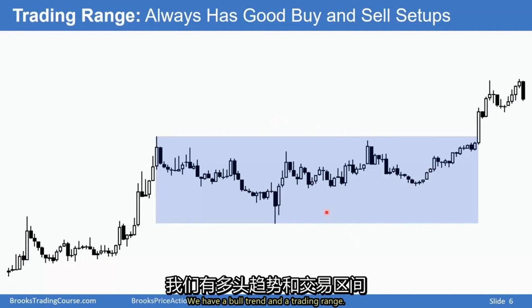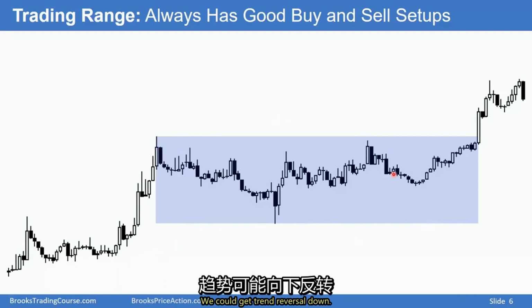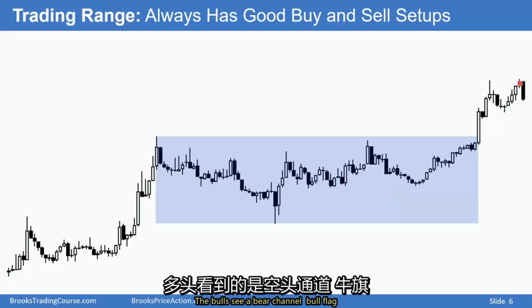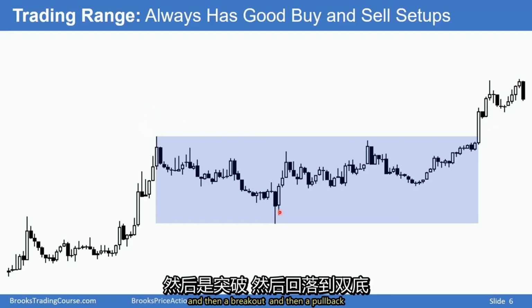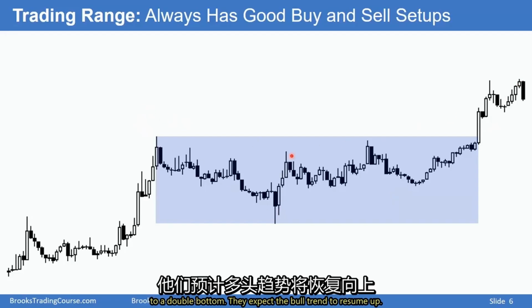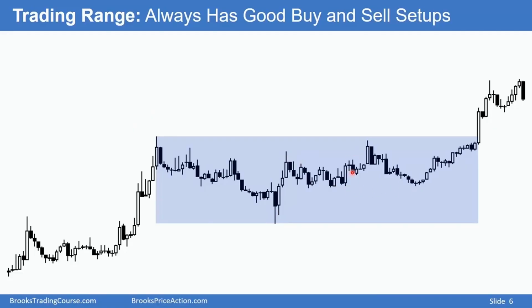The market's in a trading range. We have a bull trend and a trading range. We could get trend reversal down. The bears see a double top. We could get trend resumption up. The bulls see a bear channel, bull flag, and then a breakout, and then a pullback to a double bottom. They expect the bull trend to resume up.